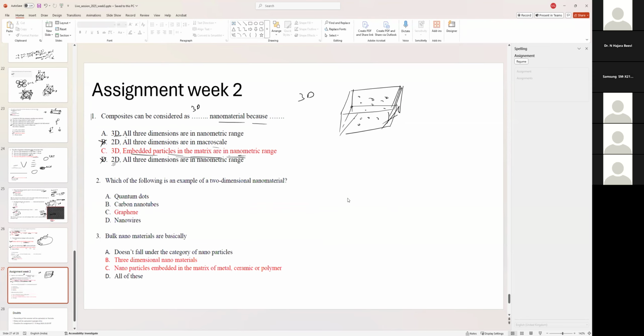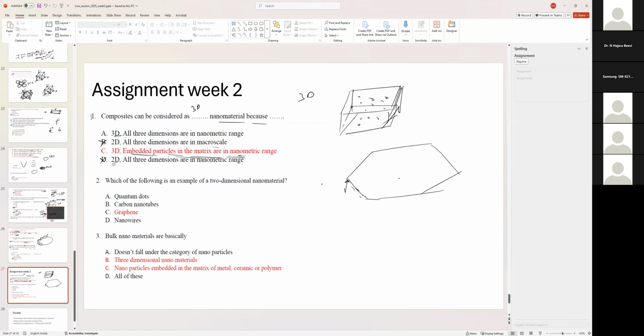Which of the following is an example of a two-dimensional nanomaterial? Two-dimensional means two dimensions are in macro scale, and only one dimension is in nano scale. So the example would be nanoplates.